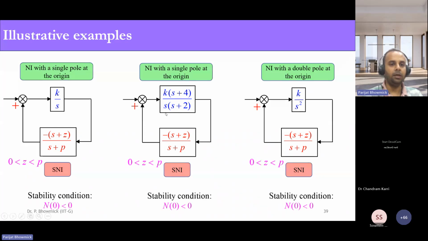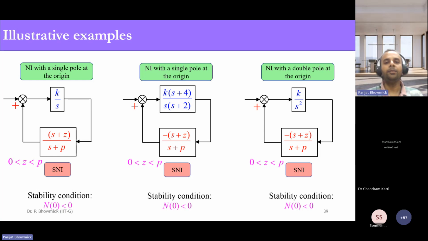Each one of them can be stabilized by an SNI controller, simply a first order biproper SNI controller of the structure -(S+Z)/(S+P), with the condition 0 < Z < P. That means the pole of this controller must be placed beyond the zero, so the zero is closer to the origin compared to the pole. The minus is there so that the controller DC gain becomes negative. Okay, so N0 less than 0 is satisfied. So this simple first order controller can stabilize all these three systems.